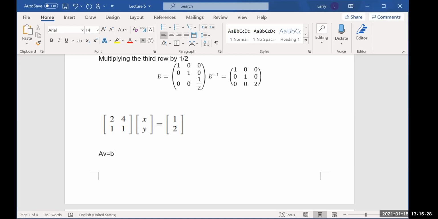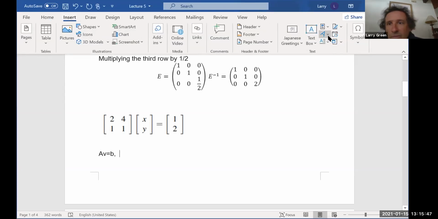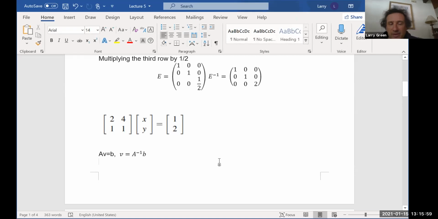Multiply them by the inverse of A. Yeah, so I'm going to multiply by the inverse of A. And what I get is that V is equal to, let's write it in math font. So we get V is equal to A inverse times b. Any questions so far? Okay, that's the setup. Let's make this a new page.